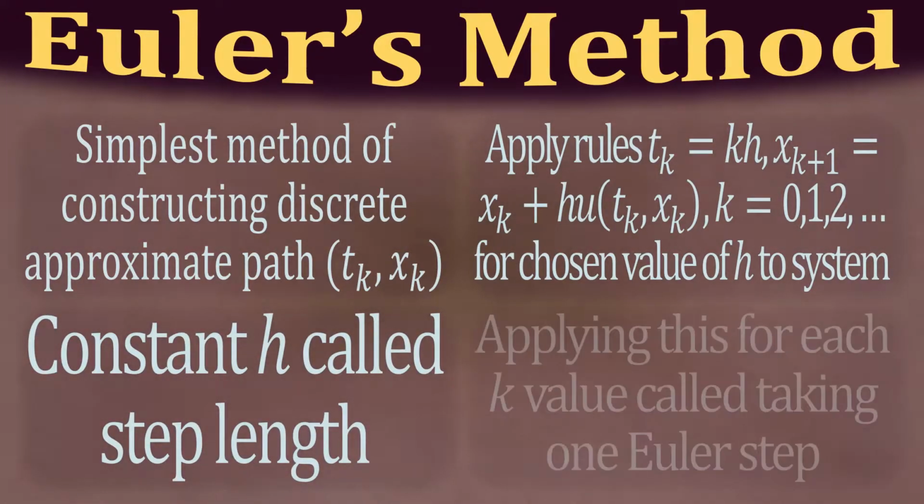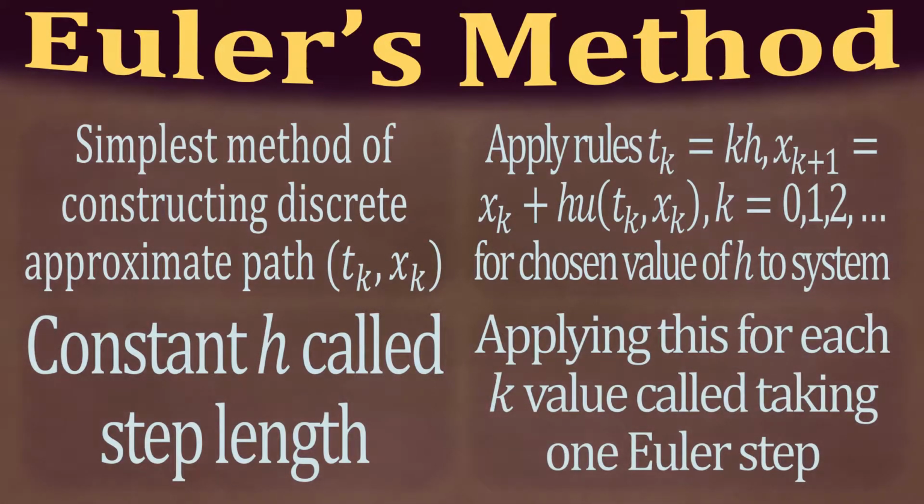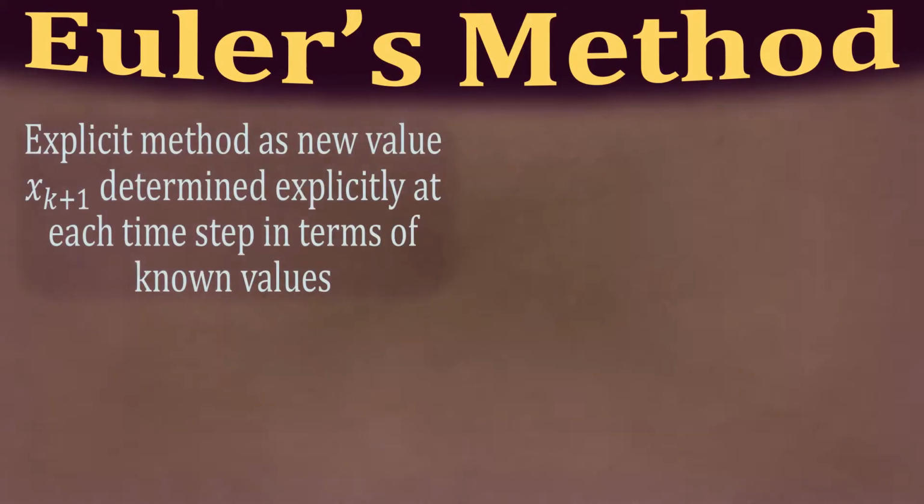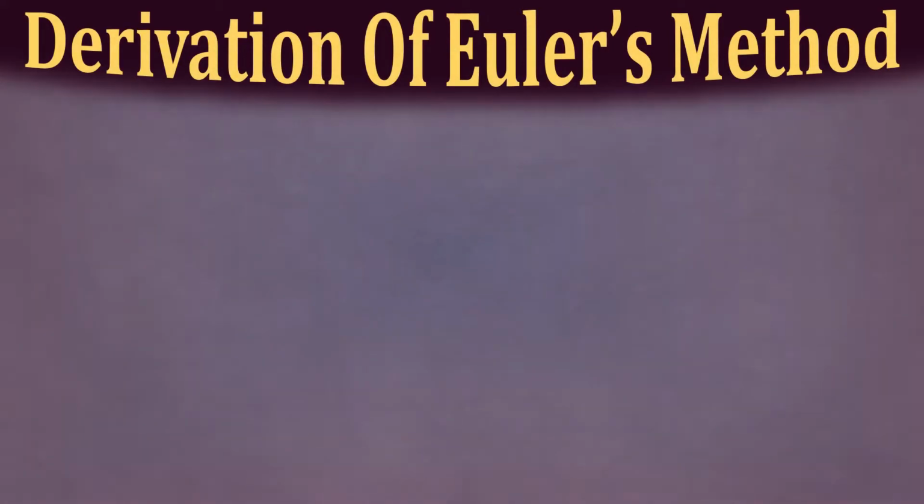Applying this for each k value is called taking one Euler step. It is an explicit method as the new value x(k+1) is determined explicitly at each time step in terms of known values. Next, let's discuss the derivation of Euler's method.